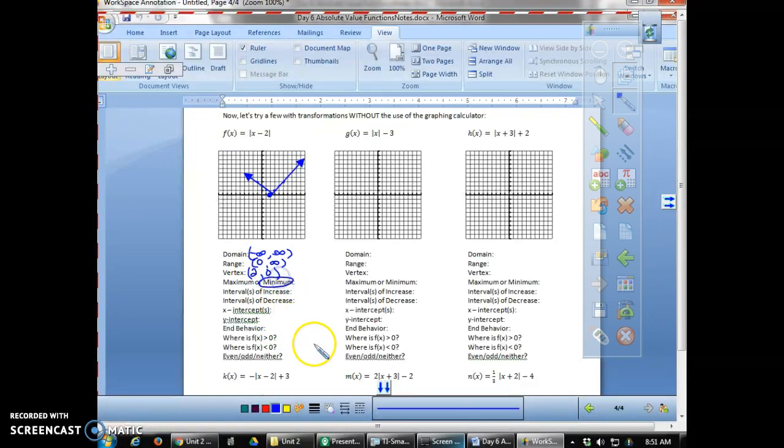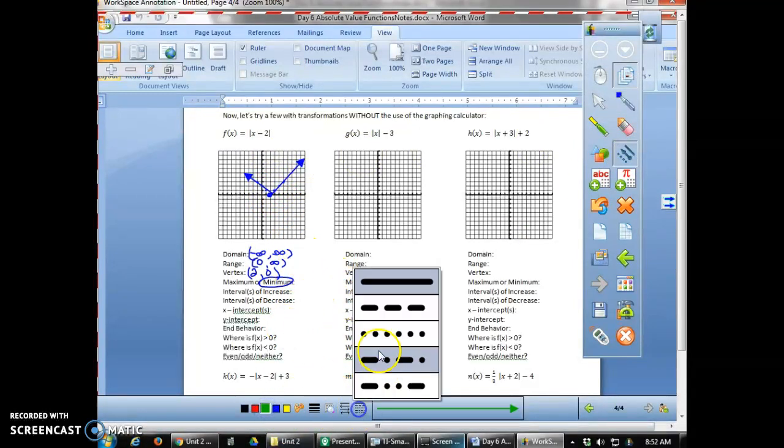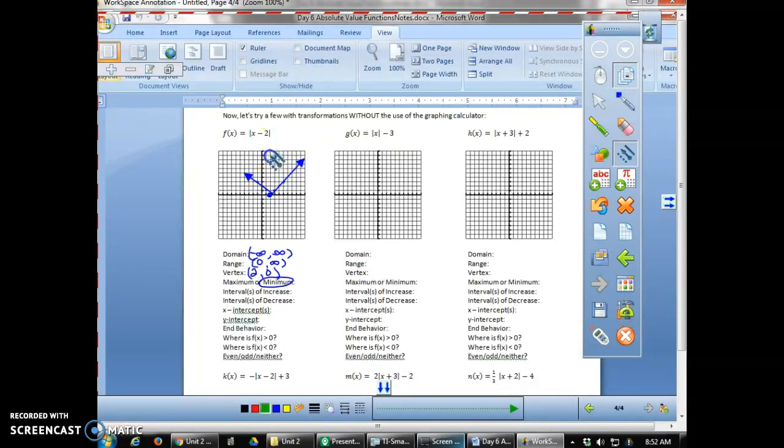It is a minimum still. Now, our intervals of increase and decrease have changed because it shifted. So I'm going to do a little dash line right here to show you. This is where it changes behavior. It's going to decrease until you get to this x of 2, and then it increases from there. So it's going to have an interval of increase from 2 to infinity and decrease from negative infinity up to that 2. So it's the x of that vertex where it changes direction.